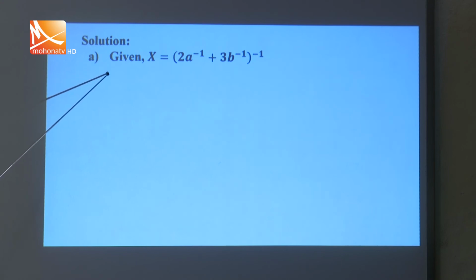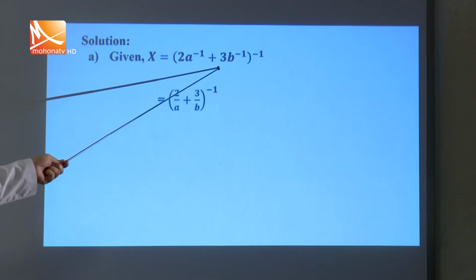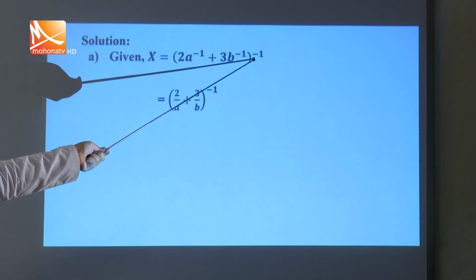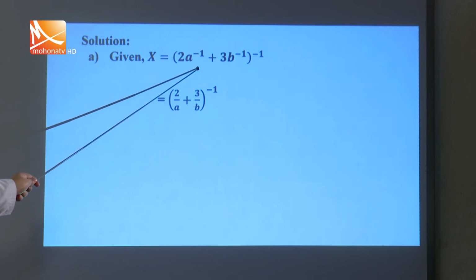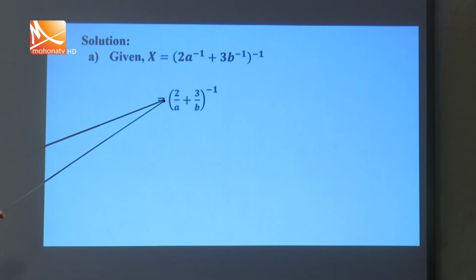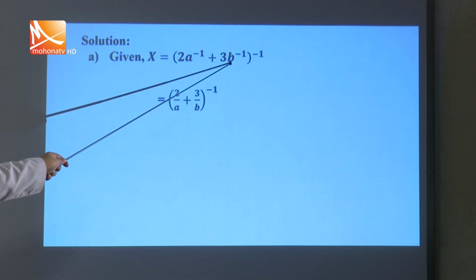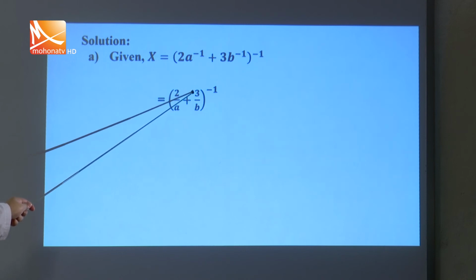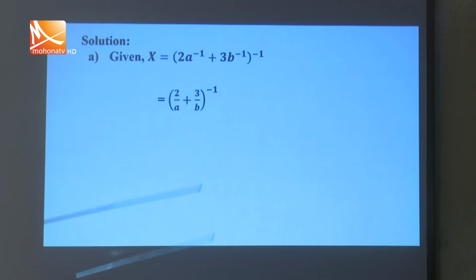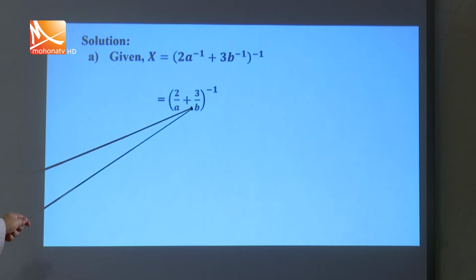Question number 1, we have x equal to (2 to the power a inverse plus 3 inverse b) whole to the power minus 1, and this a inverse, this is our negative index, so we will get 1 over a. So, 2 into 1 over a will give you 2 by a plus, and similarly b inverse means 1 over b, and 3 into 1 by b will give you 3 by b, whole to the power minus 1.